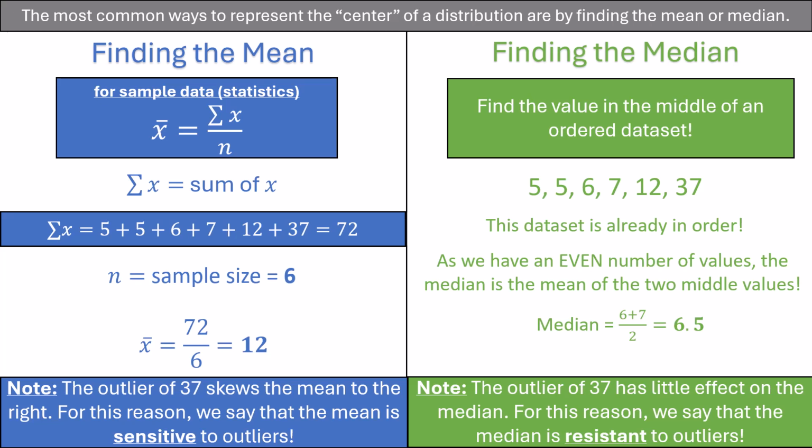Notice that for the median, the outlier of 37 had very little effect. It doesn't really matter if we have any outliers for the median because the median kind of just crosses out the values at the extremes. So for this reason, we say that the median is resistant to outliers. Make sure you know how the mean and median are affected by outliers. The mean is sensitive to outliers, and the median is resistant to outliers.